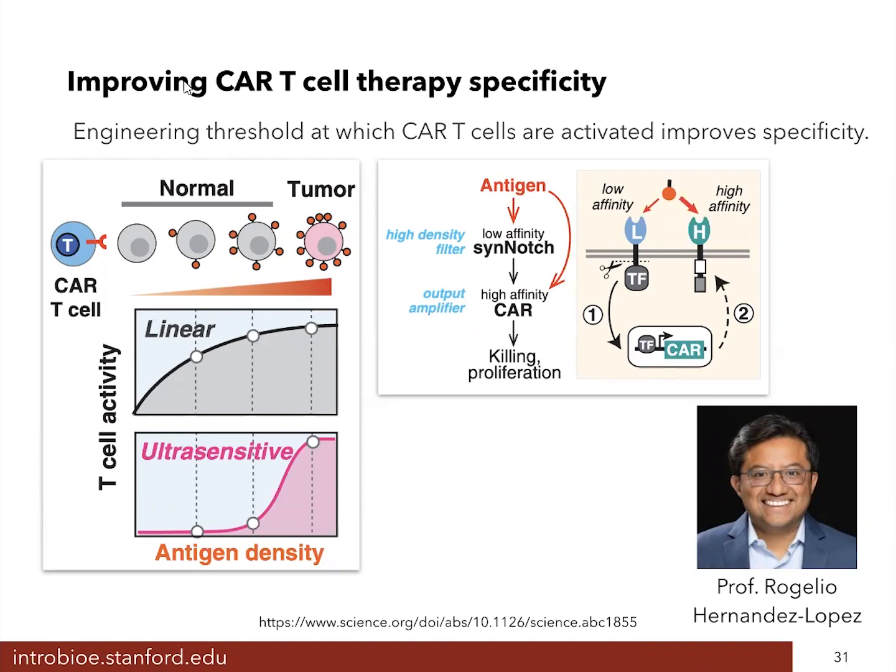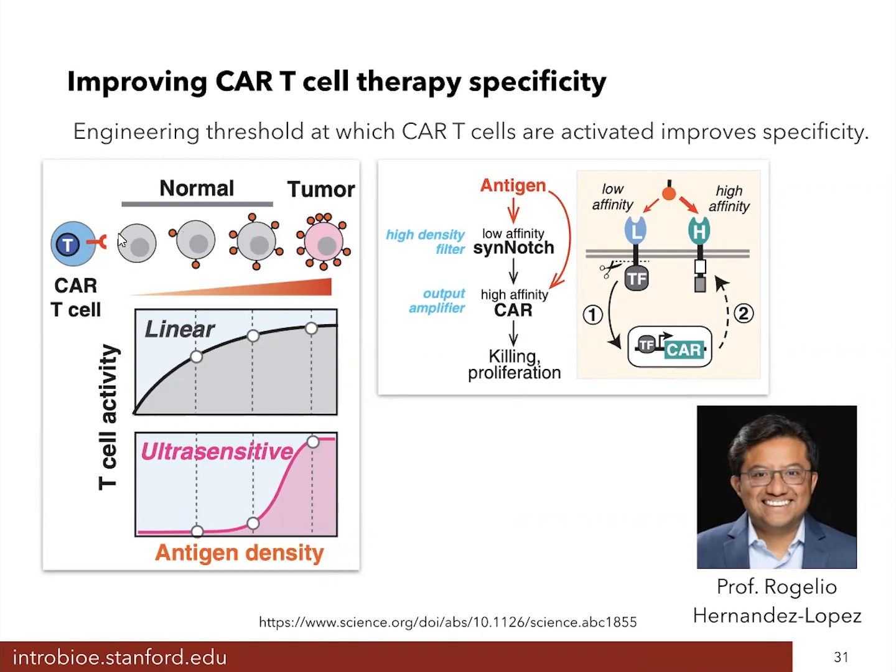So here's an example where researchers have improved CAR T therapy specificity. I mentioned that tumor cells are not that different from healthy cells because they are essentially derived from your healthy cells. So they are you, they're just your cells out of control. They may have more copies of specific proteins on their surface than a normal cell, but it's the same protein that's on the surface.